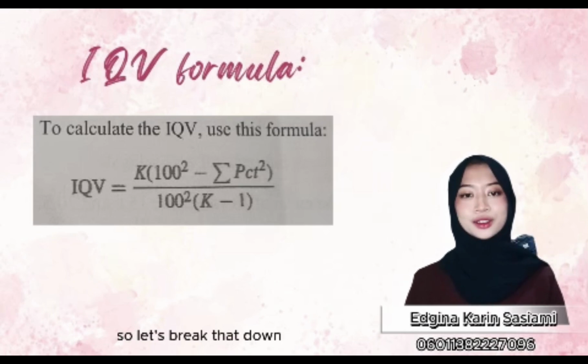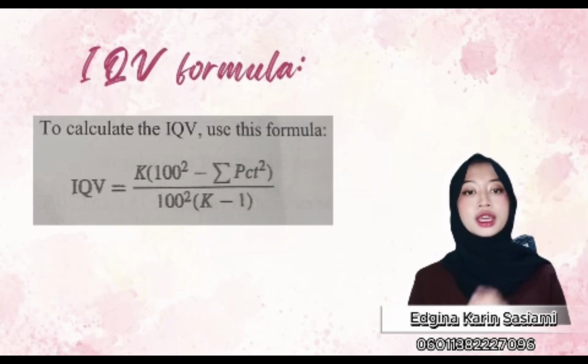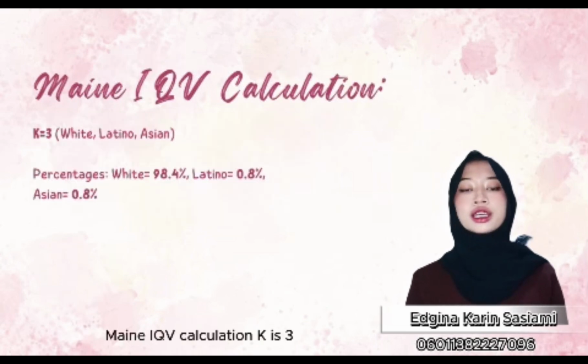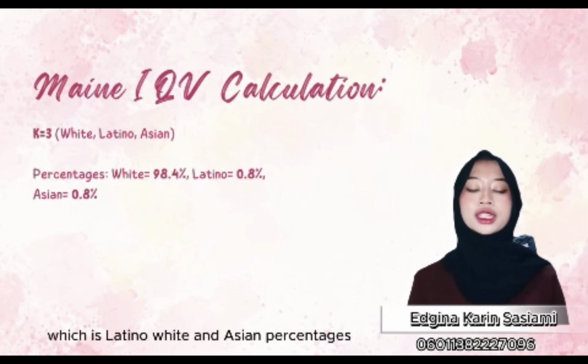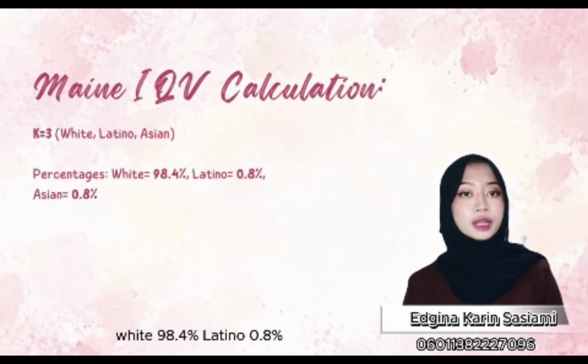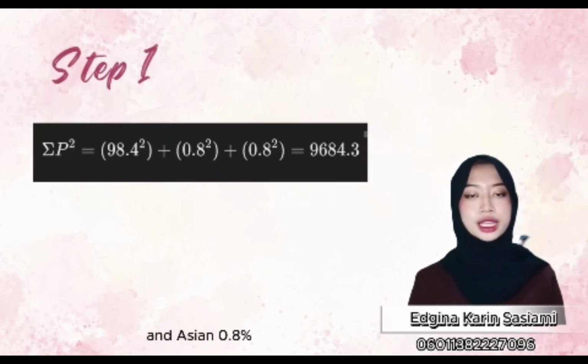So let's break that down. Please take a look at the formula right here. Maine IQV calculation: K is 3, which is Latino, white, and Asian. Percentages: white 98.4%, Latino 0.8%, and Asian 0.8%.